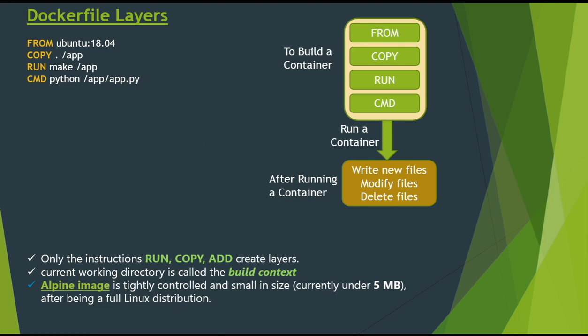And the smallest image is the alpine image, which is tightly controlled and can have a size of less than 5 MB. Even so, it is a full Linux distribution, meaning we can install a full Linux distribution within just that 5 MB image. So these are some basics about the Dockerfile, Dockerfile layers and Dockerfile instructions, right?